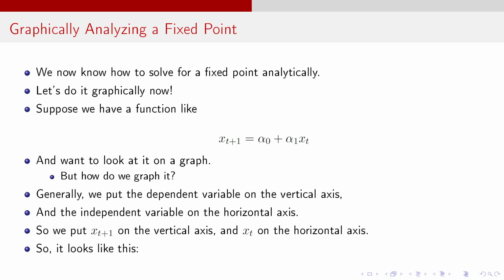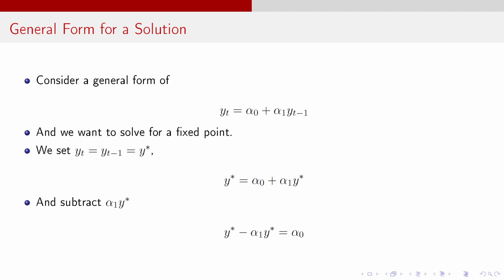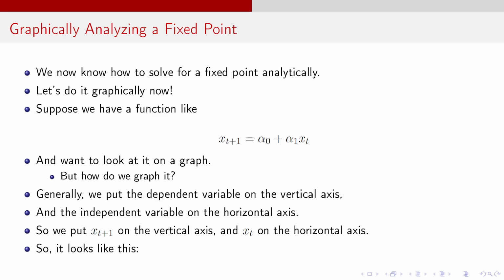So now that we know how to solve for this analytically, and we know what some of the rules are when it comes to the analytical solutions, let's look at this stuff graphically. So say we've got a function of xt plus 1 equals alpha naught plus alpha 1 xt. Well, really, it's no different than yt equals alpha naught plus alpha 1 yt minus 1, because all I did was change the subscripts and change the variable, but the subscripts are off by just 1, right? T plus 1 and t, or t and t minus 1. So the difference between the time periods is still the same. It's just indexed at a different point. So it's really not all that different.